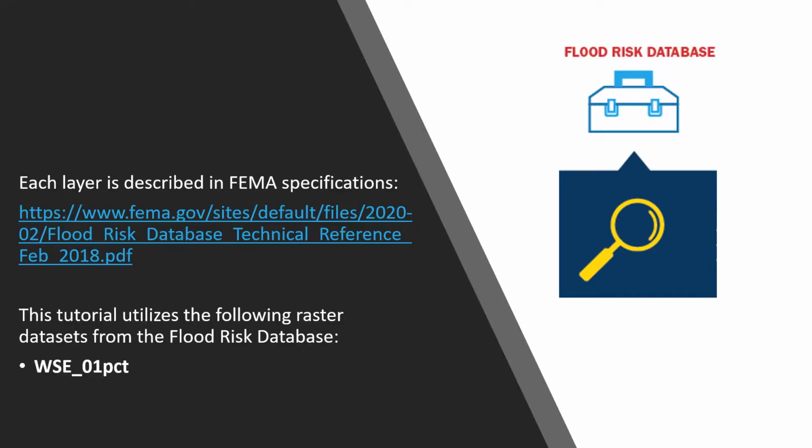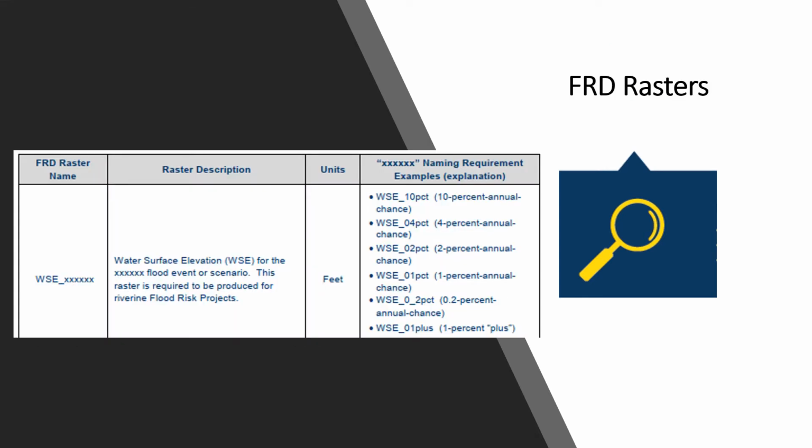Each spatial layer in the flood risk database is described in detail by accessing FEMA's Flood Risk Database technical references. This tutorial utilizes the following raster dataset from the Flood Risk Database: the WSE01 PCT showing the water surface elevation grid. Here is a snapshot of what the FRD raster is and an explanation.